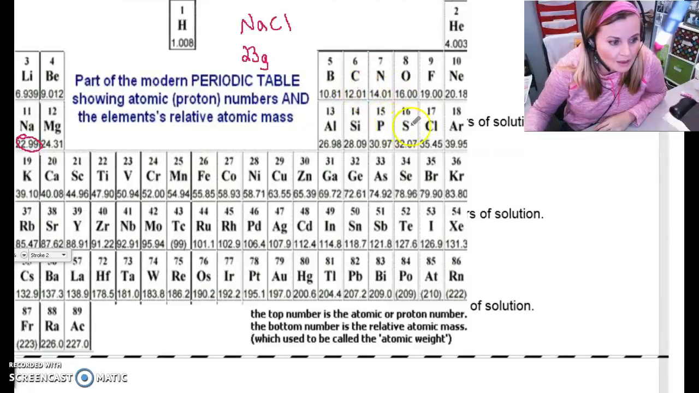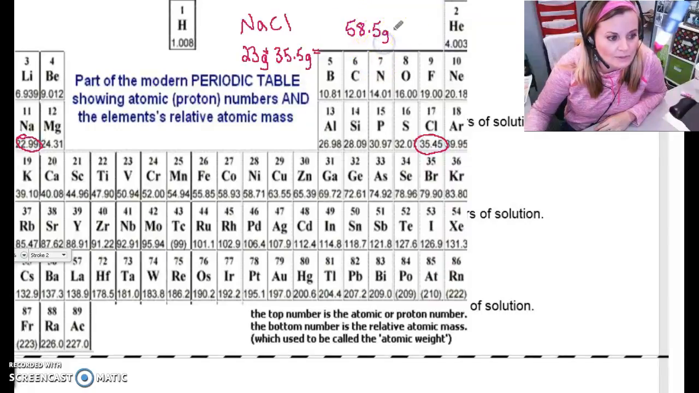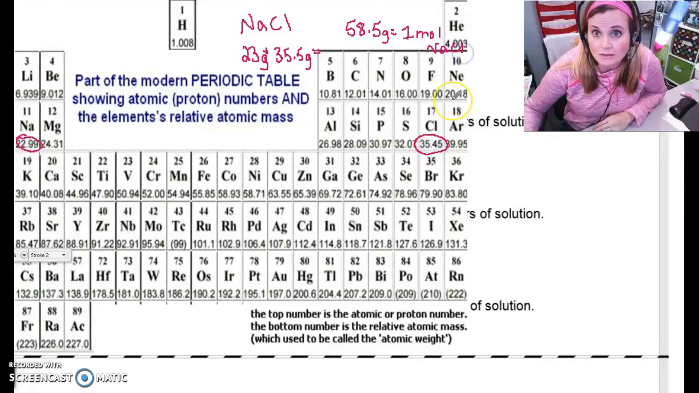Chlorine, down here, has a molar mass of 35.5. Okay, 35.5. So 1 mole of chlorine would be 35.5 grams. Adding these two together, you get 58.5, and that's going to be the mass of 1 mole of sodium chloride, or table salt.